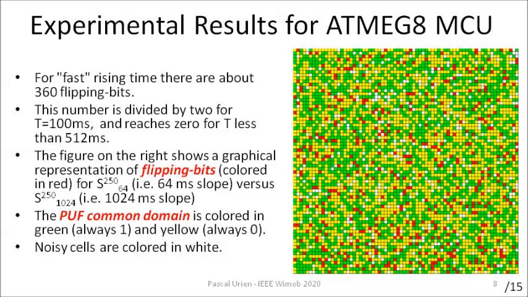For fast rising time, there are about 360 flipping bits. This number is divided by 2 for t equal 100 milliseconds and reaches 0 for t less than 512 milliseconds. The figure on the right shows a graphical representation of flipping bits, colored in red, for S250-64, that's to say 64 millisecond slope, versus S250-1024, that's to say 1024 millisecond slope. The PUF common domain is colored in green, always 1, and yellow, always 0. Noisy cells are colored in white.